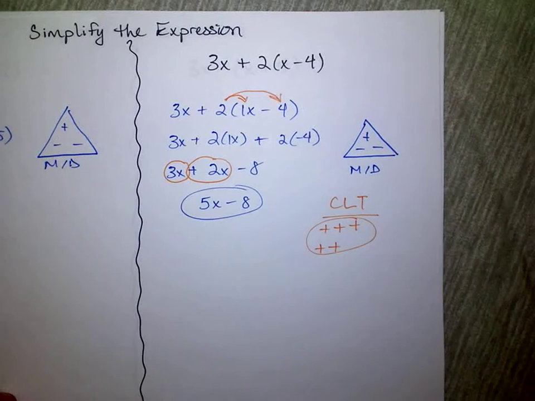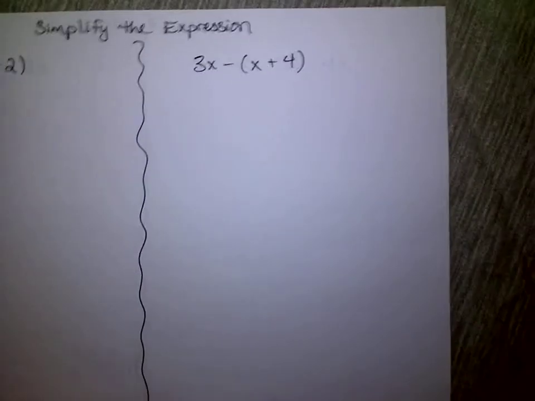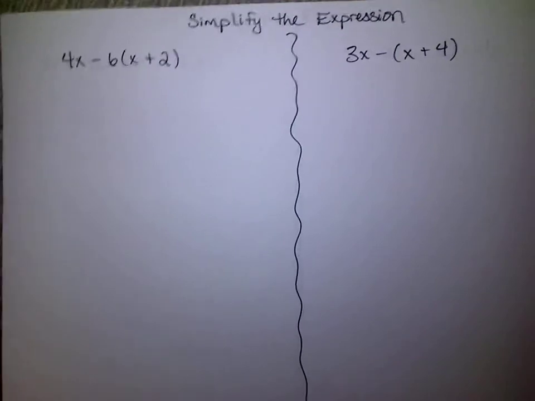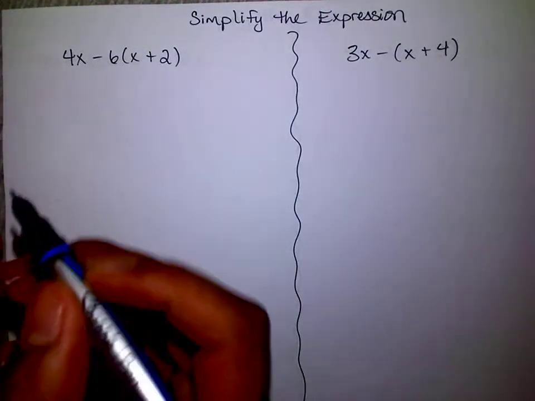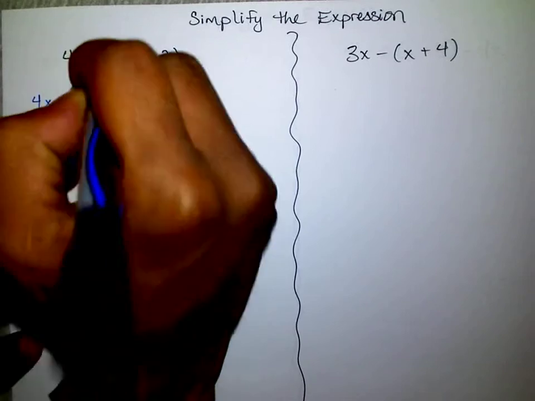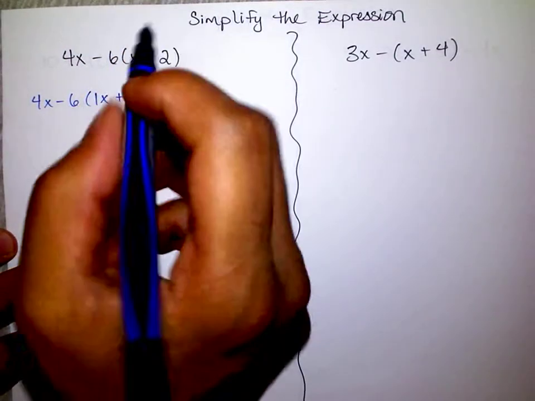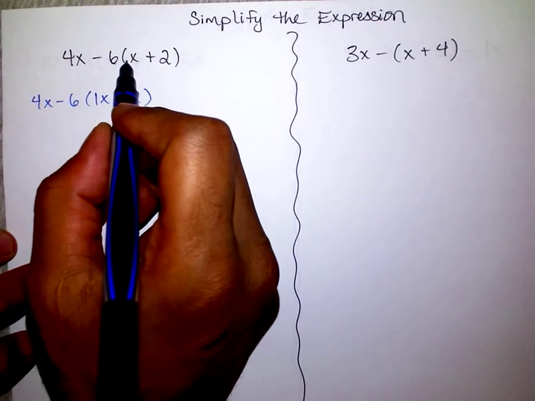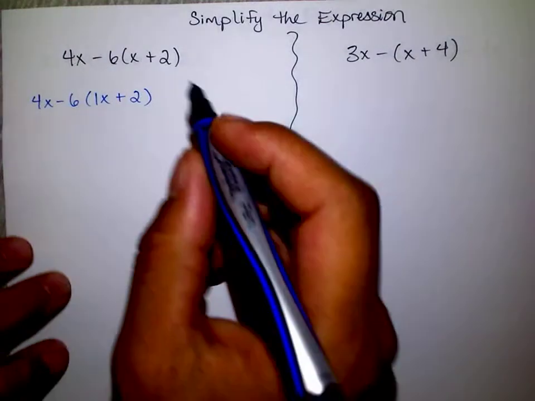Let's take a look at our next set of problems here. We have 4x minus 6 times the quantity of x minus 2. Once again, we want to go ahead and rewrite that. 4x minus 6 times 1x plus 2. Remember, it's important that you put that 1 in front of that x as the coefficient, so when you get to solving your problems, you'll have a coefficient to multiply.